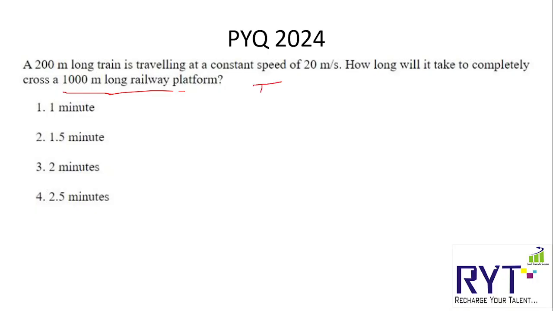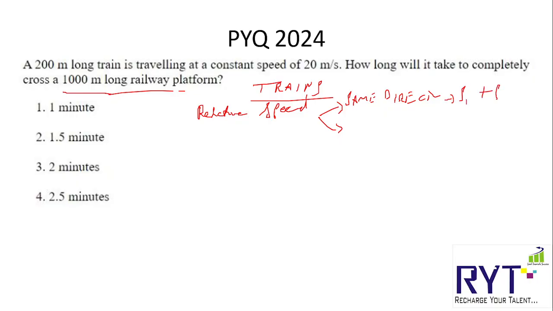When we have problems related to trains, what is the change? There will be two things which will change. Relative speed will come into the picture. Relative speed, as I told you, because when you have two moving vehicles, in the same direction it means S1 minus S2. Opposite direction, S1 plus S2. You have to remember this point, very important when you have two moving objects.